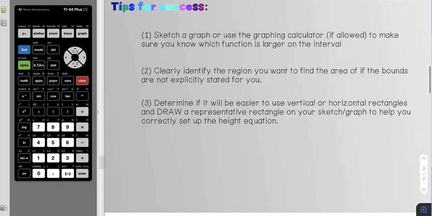But before we do that, write some just basic tips for success here. You want to sketch a graph or use a graphing calculator if you're allowed to make a picture of it. So that way it really helps to figure out what function is larger over the interval. And that's, of course, if you're not provided with a graph. From the graph, you might have to identify your own region that you want to find the area of if the bounds are not explicitly stated for you. So that's just going to be the intersection points.